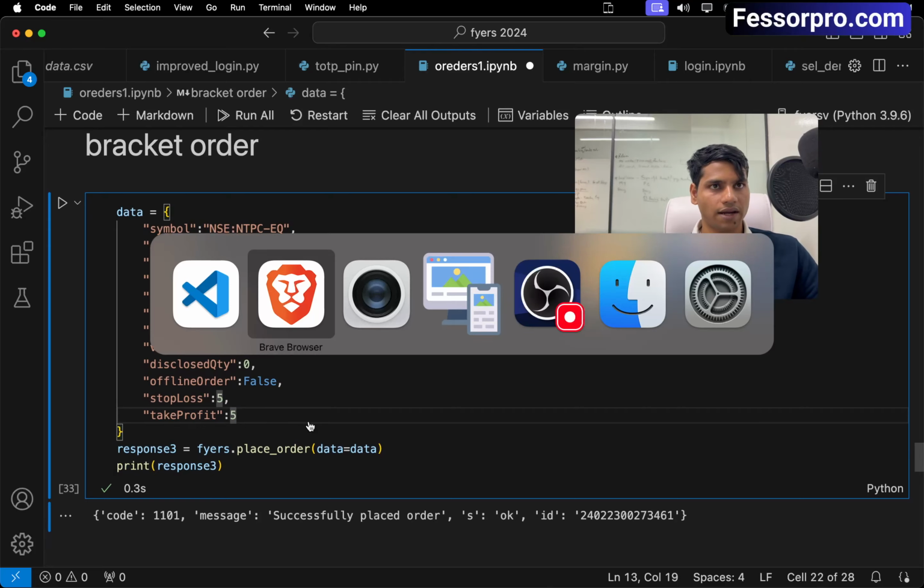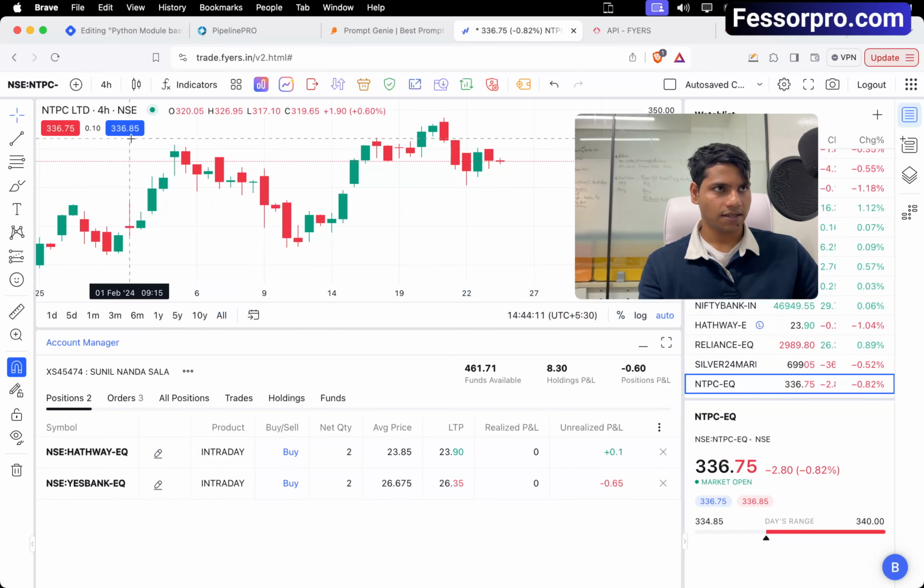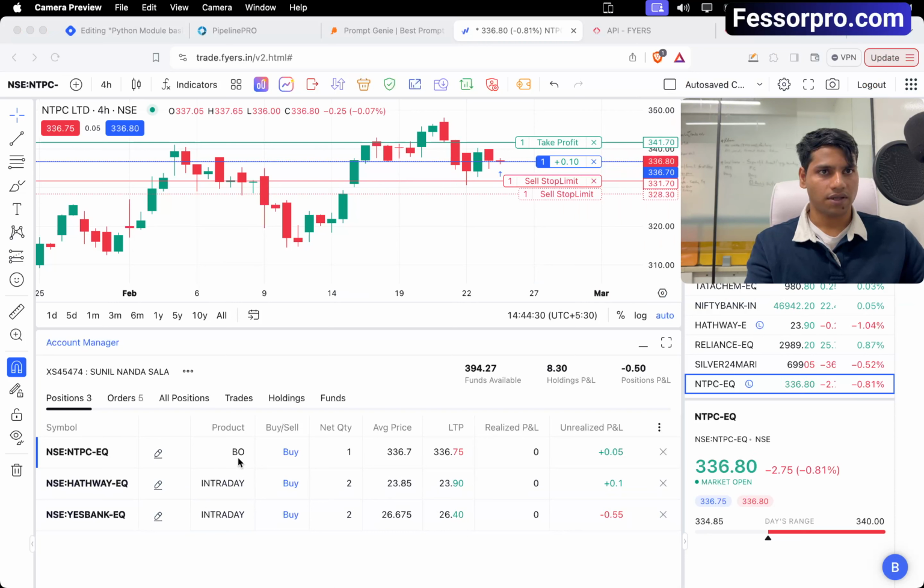Stop loss I want it to be 5 and take profit I want it to be 5. Okay. So right now the price is 336. The maximum I want the price to go is till 341. The minimum it should go is 331. Okay, this is the limit. So let's run the code and see. If I run the code, successfully placed. You see I have two orders. One is a stop order. See, there is a bracket order.